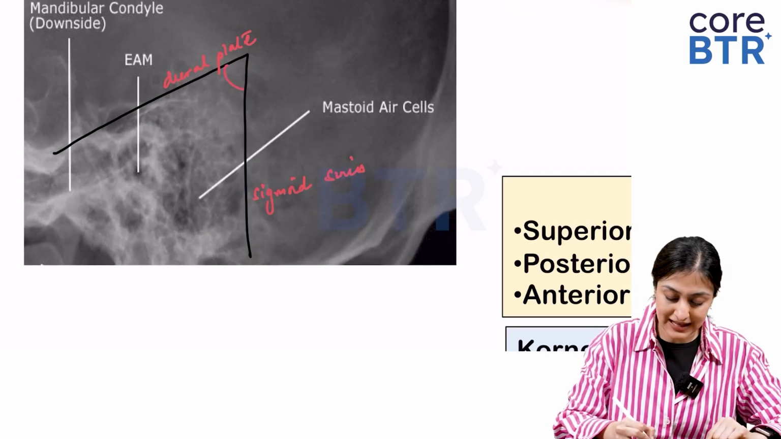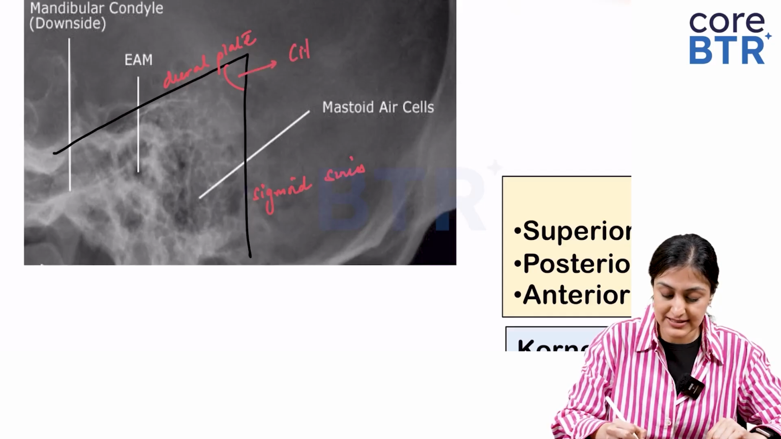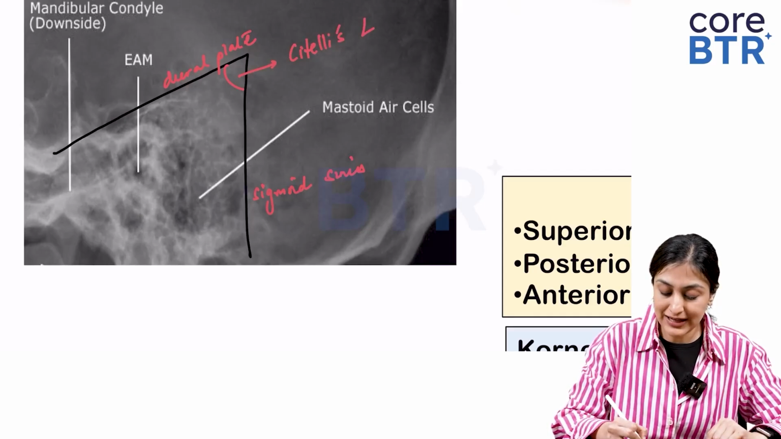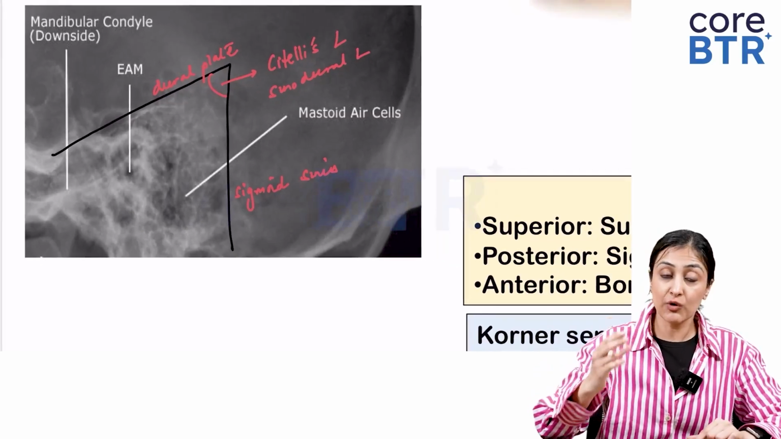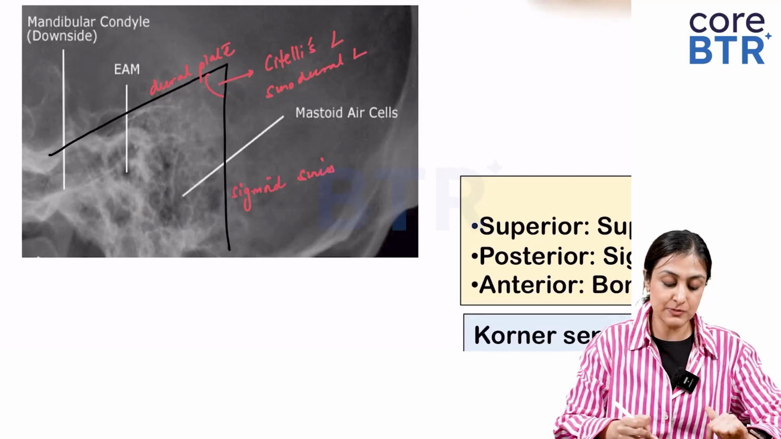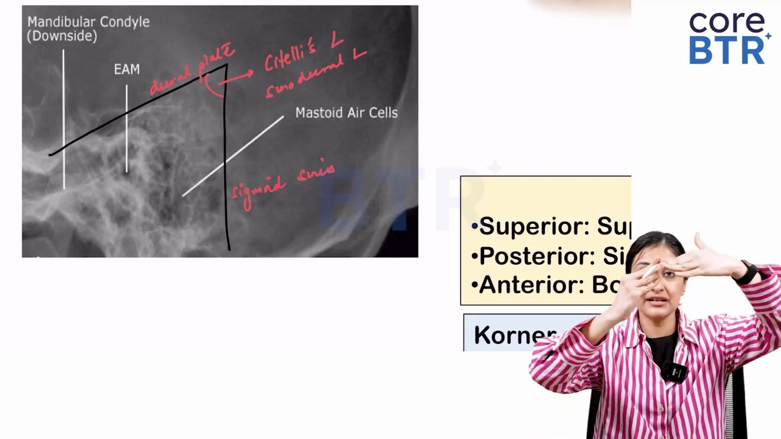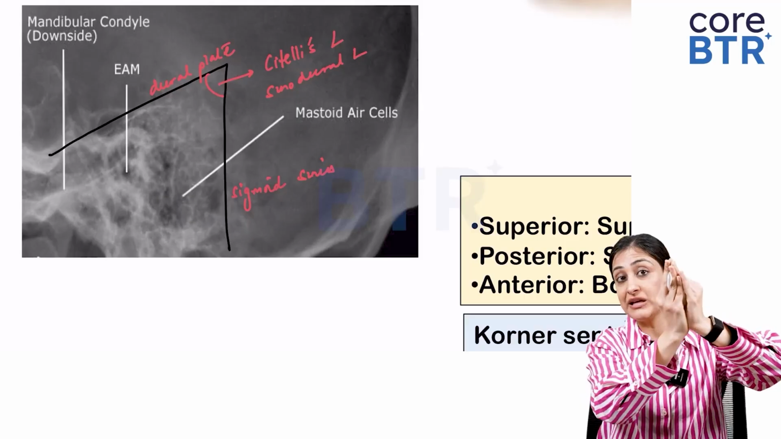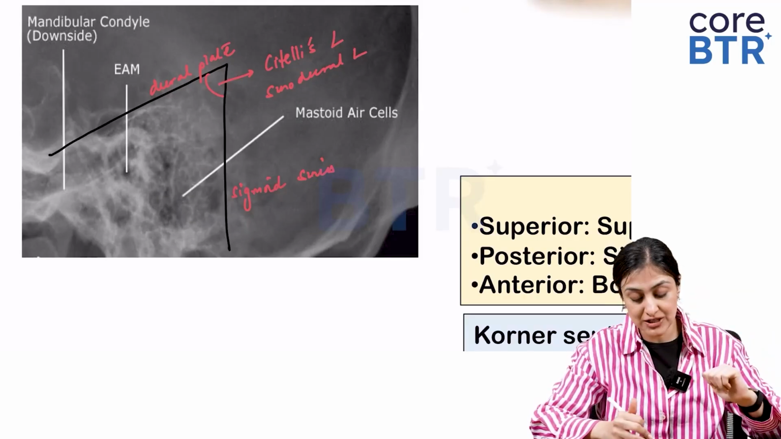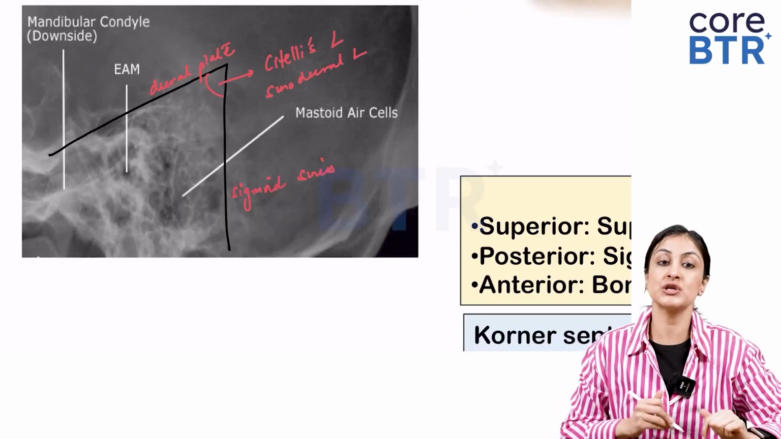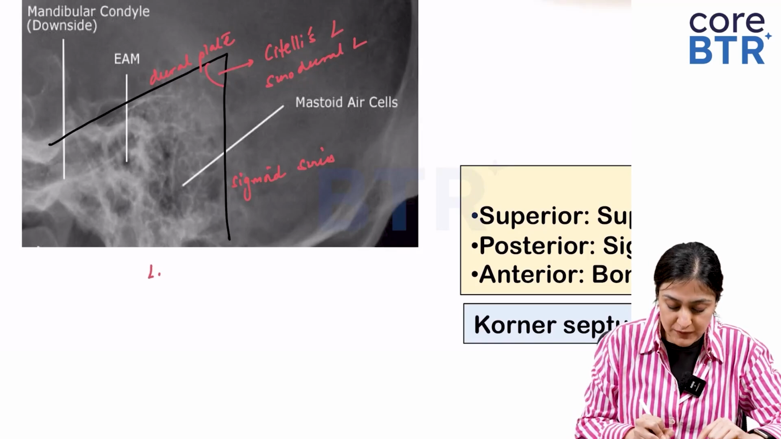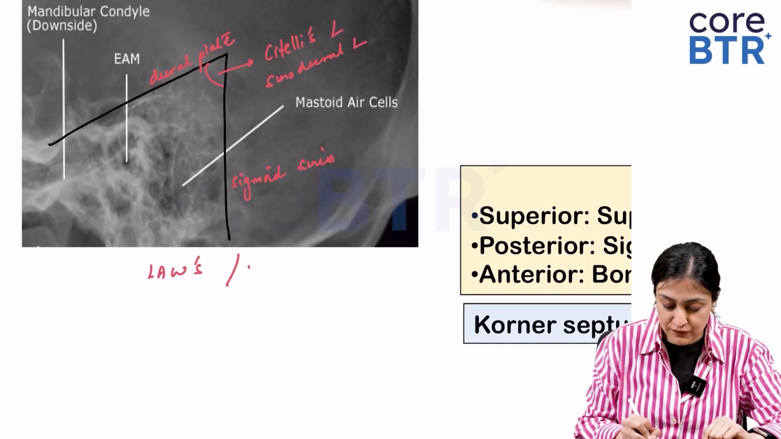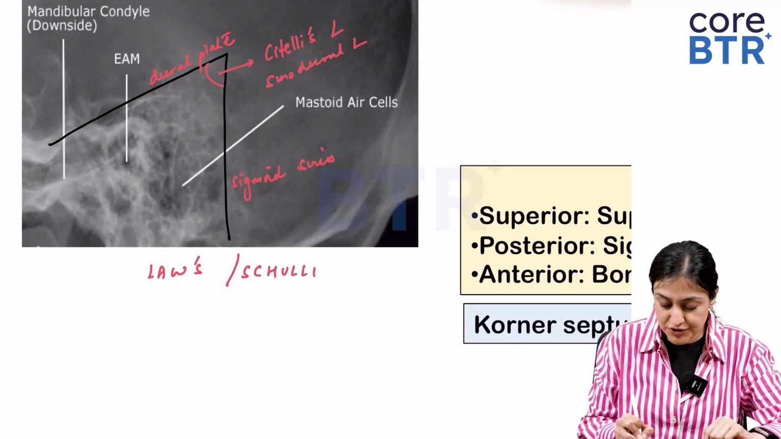This particular angle is called Sittel's angle, or I can say the sinodural angle. Sittel's angle or sinodural angle tells me how well these mastoid cells are pneumatized. Can I say that if this angle decreases, it means that the mastoid is sclerosed? So this is the importance of this X-ray, and what is this view called? This is called Law's view or Schuller's view.